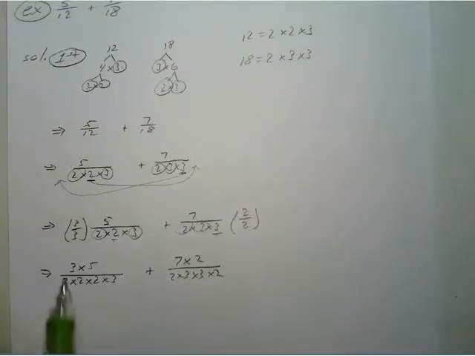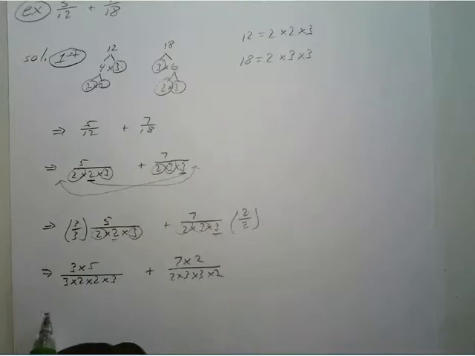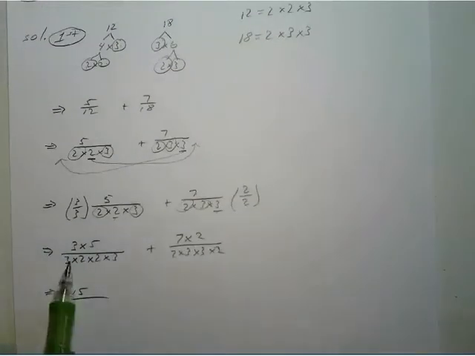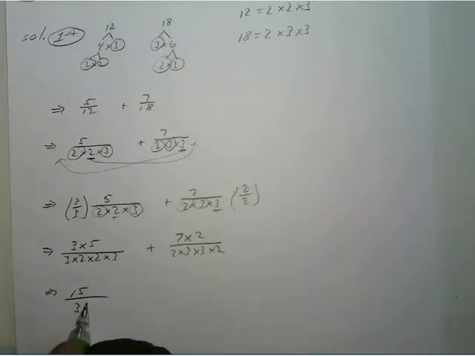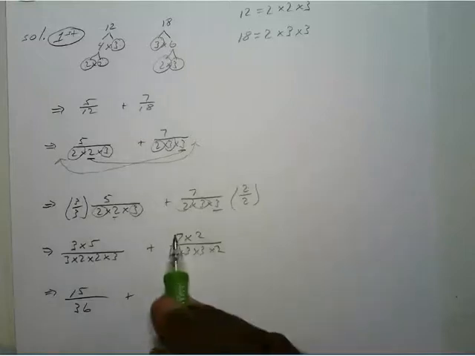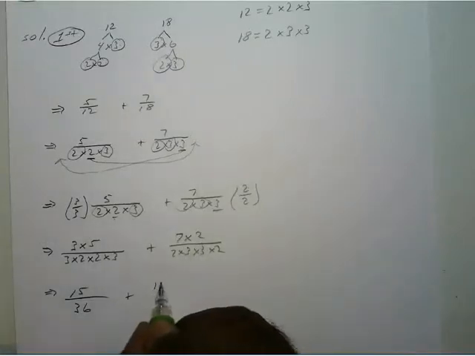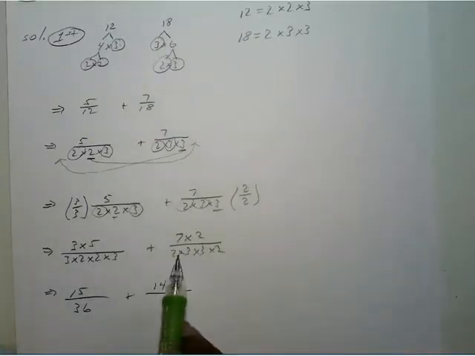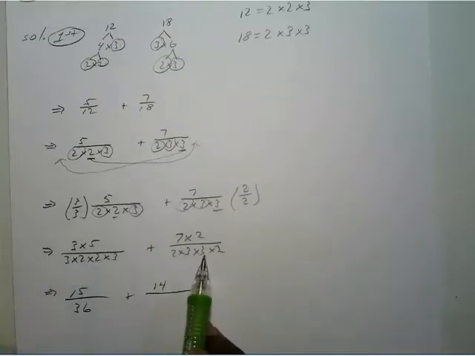That gives us 3 times 5, which is 15, over 3 times 2 is 6, 6 times 2 is 12, 12 times 3 is 36, plus 7 times 2 is 14, so you have 14 over 2 times 3 times 3 times 2, which we already know from here is 36.